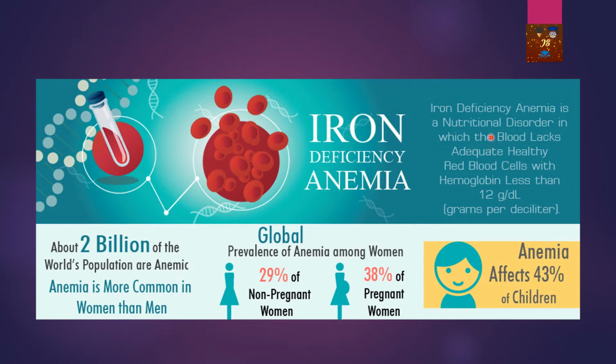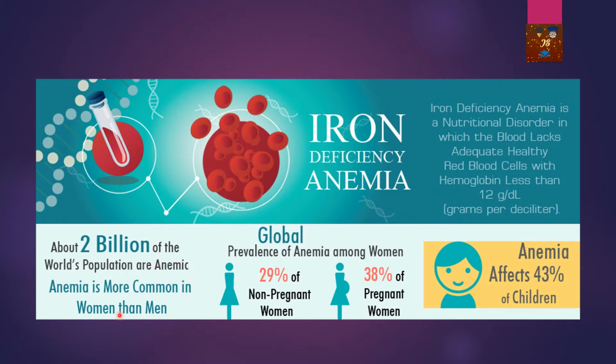It is a nutritional disorder because iron comes under nutritional food. It is a nutritional disorder in which the blood lacks adequate healthy red blood cells because there is very little incorporation of iron within the hemoglobin, which is present in the red blood cells, and hemoglobin is less than 12 gram per deciliter. About 2 billion of the world population are anemic.